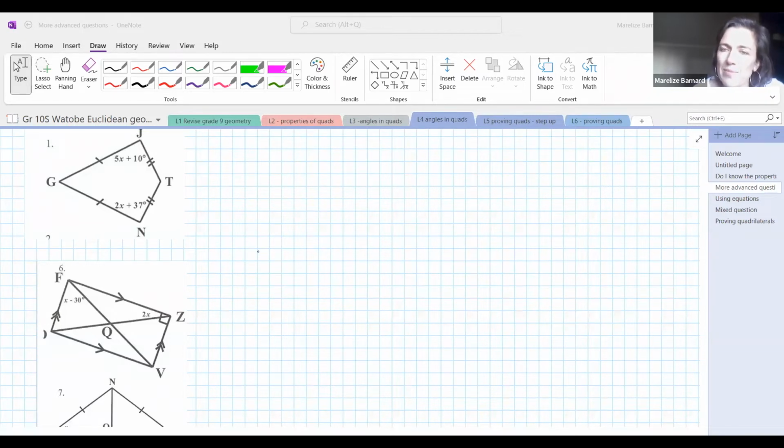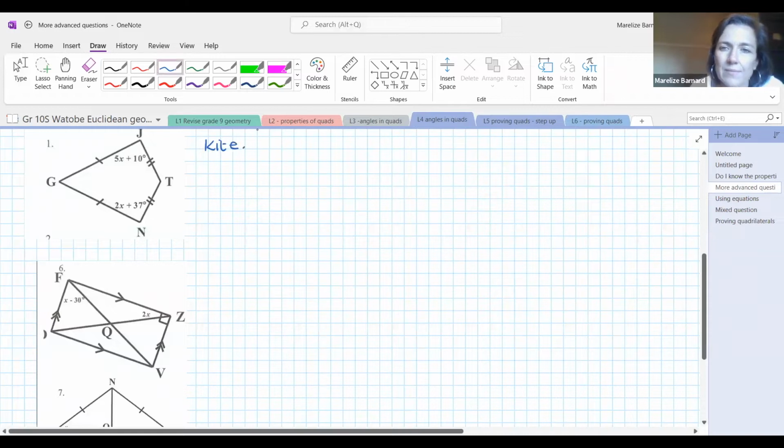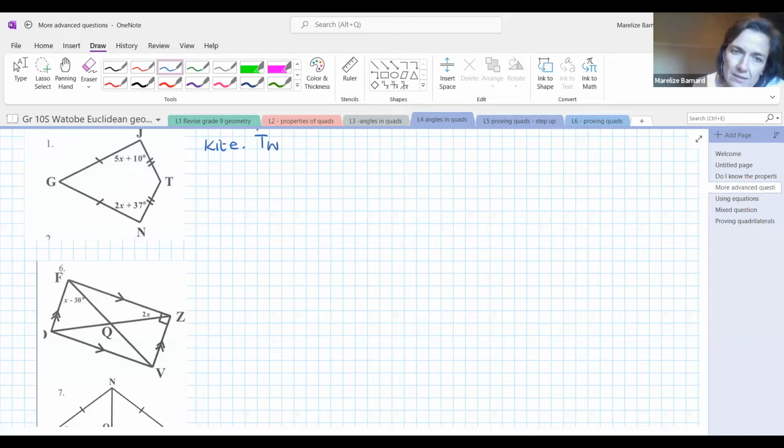You identify the shape and you give a reason. So what shape is this? Put it in the chat. What shape is this and why do we say that? It's a kite. For what reason? Everyone's telling me it's a kite, but no one's giving a reason. Come, tell me the reason. 2 pairs of adjacent sides equal. Excellent.